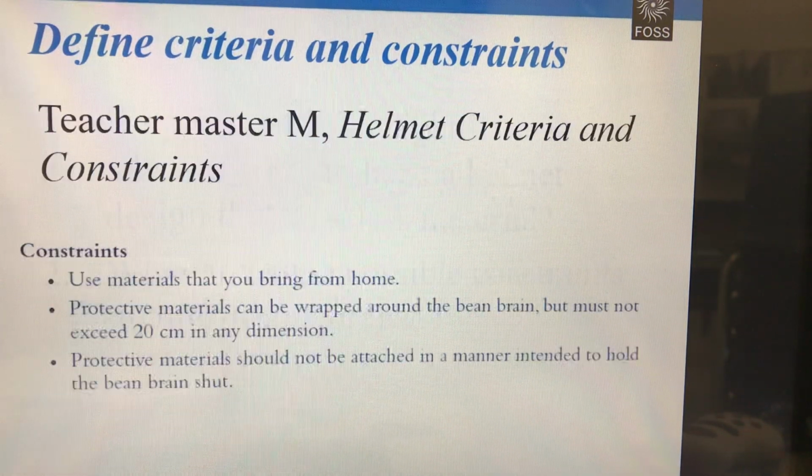We talked really quickly about these, don't worry about those. Constraints. You're going to use materials that you bring from home. So I will not be supplying any materials. These materials can be wrapped around the bean brain, but they can't exceed 20 centimeters in any dimension, and they should not be attached in a manner intended to hold the bean brain shut. So you can't actually hold anything closed.